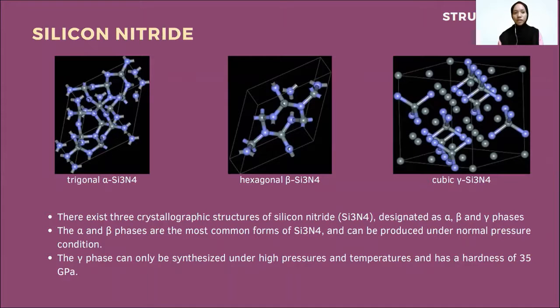This is the structure of silicon nitride. There are three crystallographic structures of silicon nitride designated as the alpha, beta, and gamma phases. The alpha and beta phases are the most common forms of silicon nitride and can be produced under normal pressure conditions, while the gamma phase can be synthesized under high pressure and temperature, and it has a hardness of 35 gigapascals. As you can see, the first picture is the alpha phase, the second picture is the beta phase, and the last picture is the gamma phase. The alpha phase has a trigonal structure, while the beta phase has a hexagonal structure, and the gamma phase has a cubic structure.